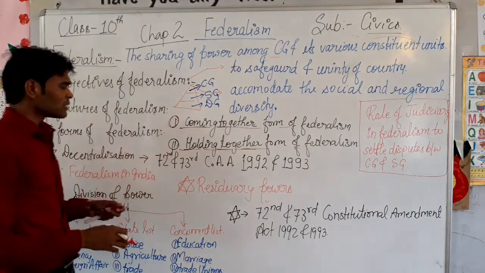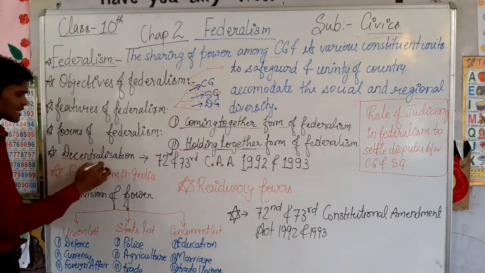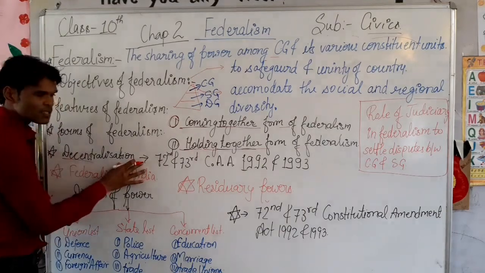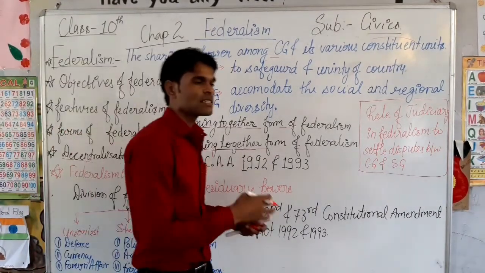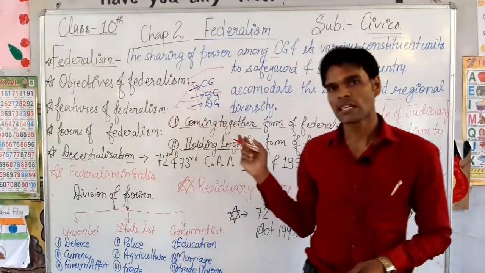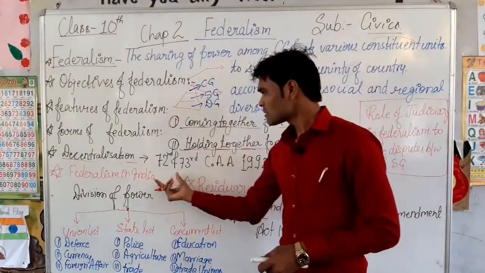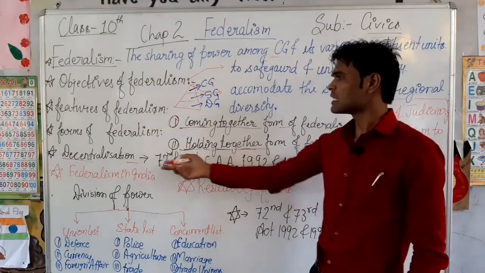Now the next point is decentralization. We will discuss it in detail. It is also a constitutional amendment act, a very important point that has always been asked in civil services examinations. So this is the most important point of the chapter, decentralization.